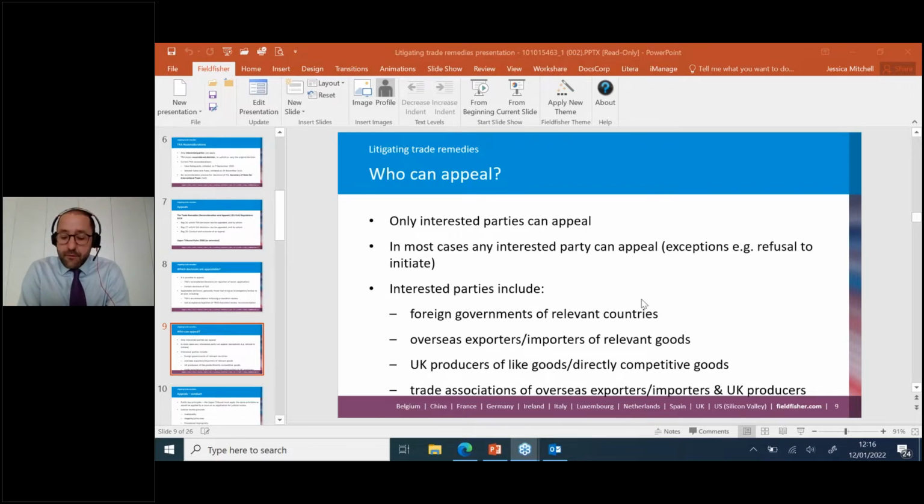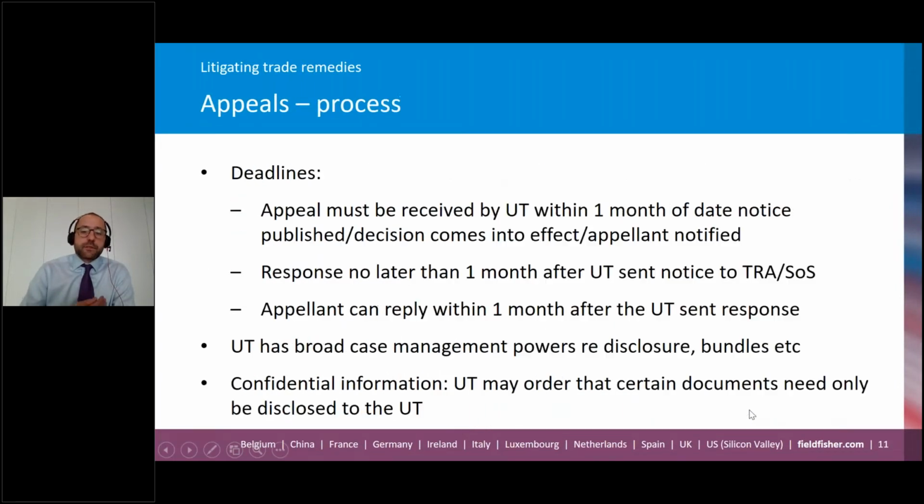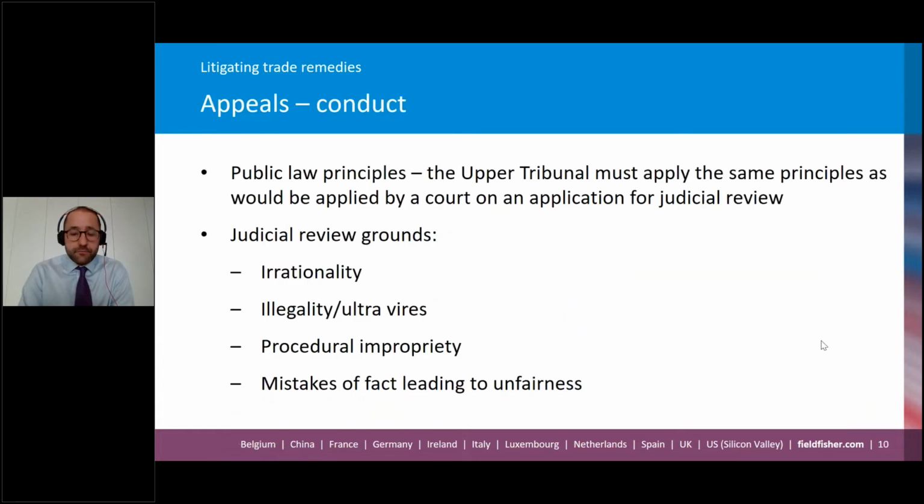It's not an appeal on the merits specifically, but it has to be an appeal based on one of the main public law grounds of challenge. I've listed some in the slides, but principally, the key one would potentially be irrationality or Wednesbury unreasonableness. Again, Sarah will talk a bit more about this, but in order for a decision to be challenged, the ground would have to establish, here we go, just the previous slide there, that the decision by the Trade Remedies Authority or the Secretary of State is Wednesbury unreasonable or irrational.